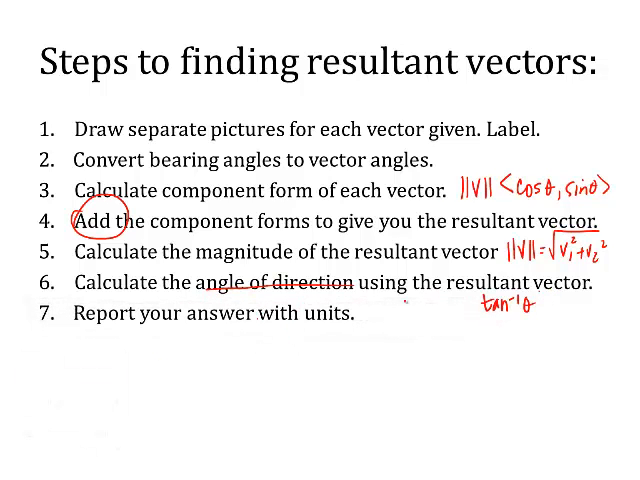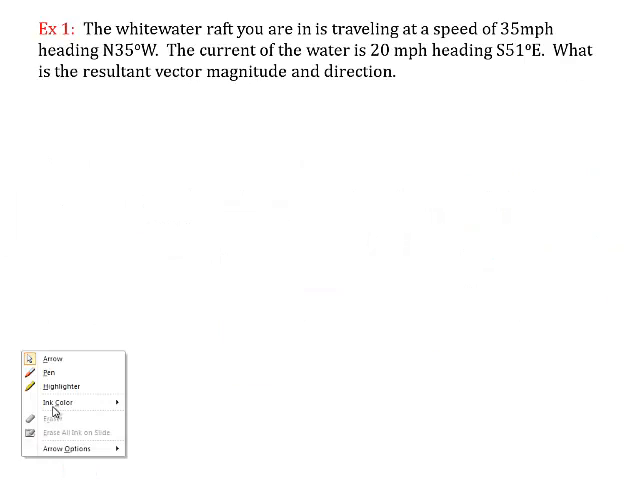After you calculate the angle of direction using the resultant vector, you're going to look and see what quadrant. Is it northwest, northeast, southeast, southwest? Then make sure you report your answer in units. Magnitude could be miles per hour, feet per second, things like that. And then the angle, the course, is like northwest, southeast, things like that. So I'll show you as we do a problem here.